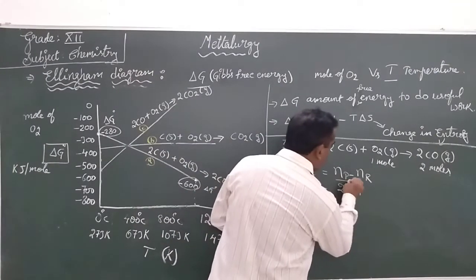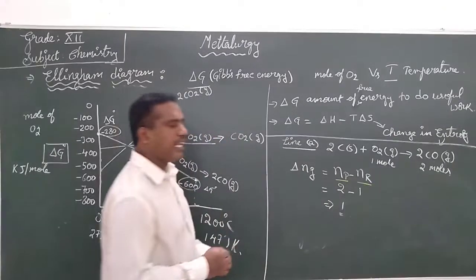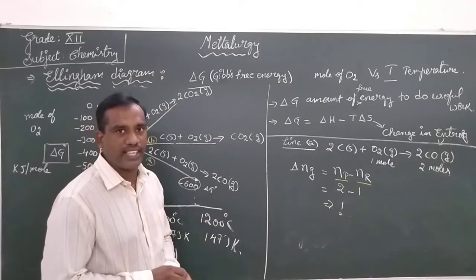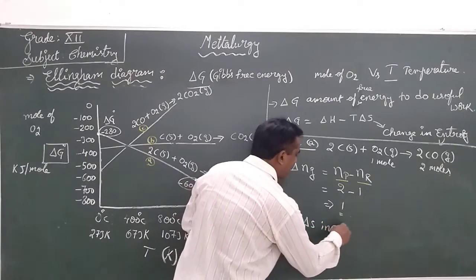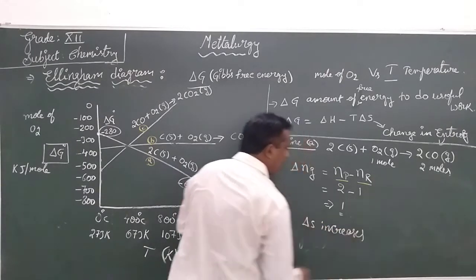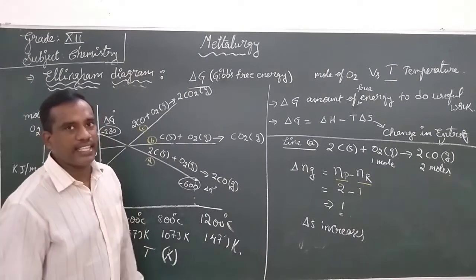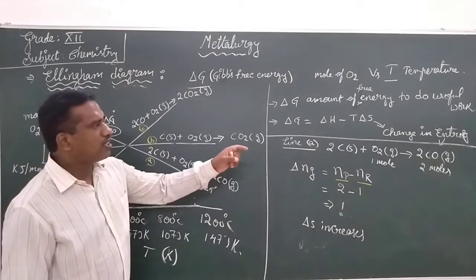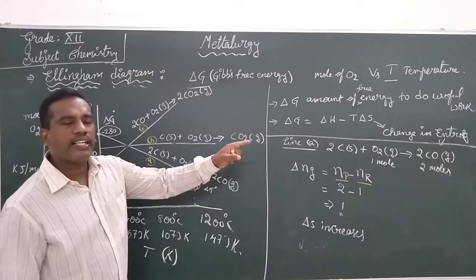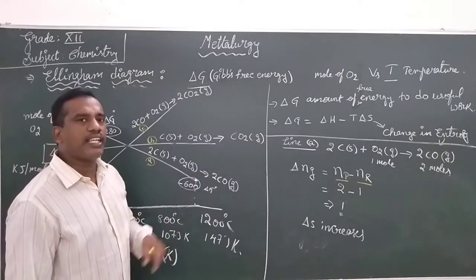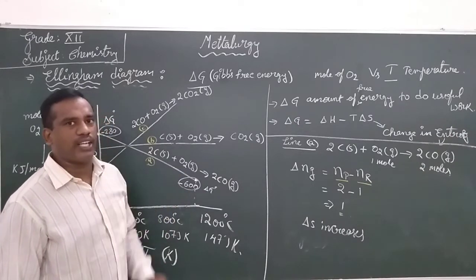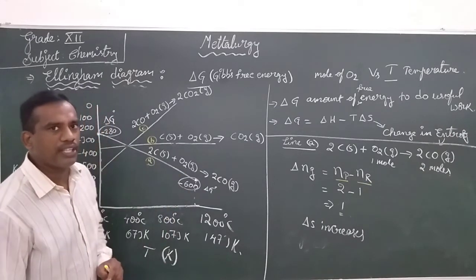When number of moles of products is greater than number of moles of reactants, here what will happen? The disorderness increases. Because the disorderness is nothing but change in entropy. How is this entropy increasing? With increasing temperature.